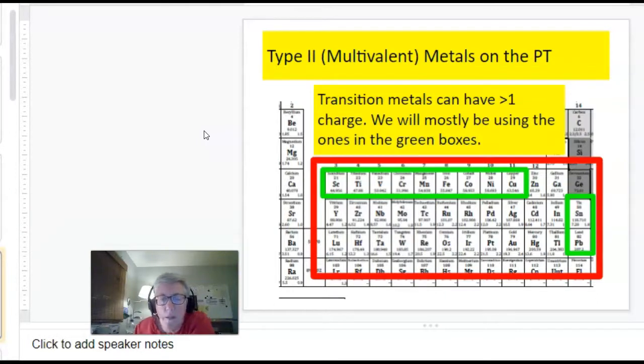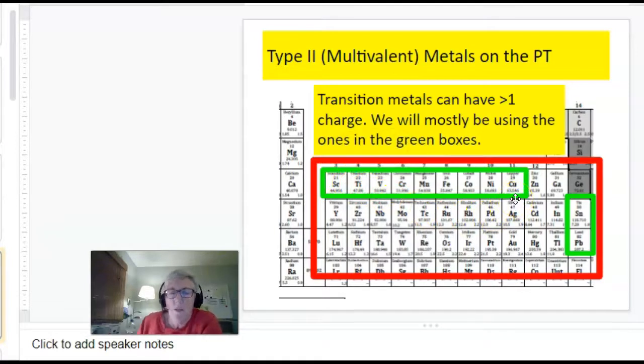Okay, so I put a big box here around the transition metal part of the periodic table. Most of it. I don't have the inner transition metals. And then the ones we're mostly going to be using are in this green box. So the first row of the transition metal section, these elements we'll use a lot, and then tin and lead over here are also very common transition metals, and we'll use those a lot also. I don't have zinc in the green box. It's a transition metal for sure, but it always has a +2 charge. So it isn't one of these other ones that can have variable charges.